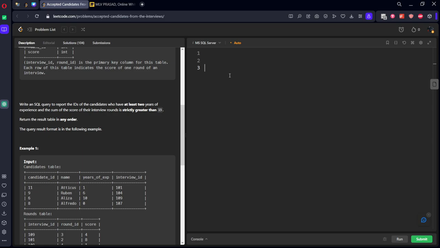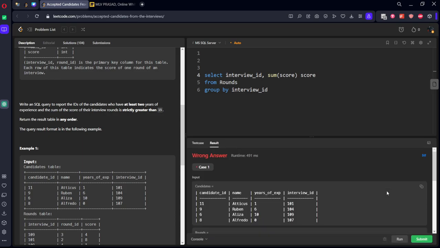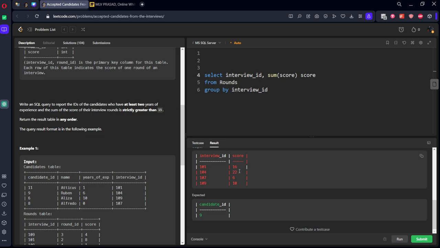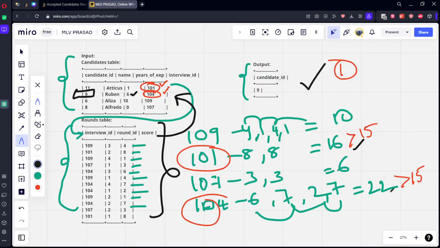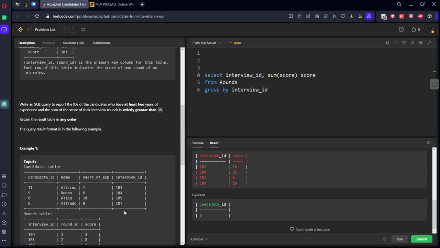Let's write the code for that one. From candidate, okay, let's take the from rounds group by interview ID, select interview ID, comma sum of score as score. Okay, here you can see for each student 16, 22, 6, 10. Okay, now we need to join this table to our candidates table.